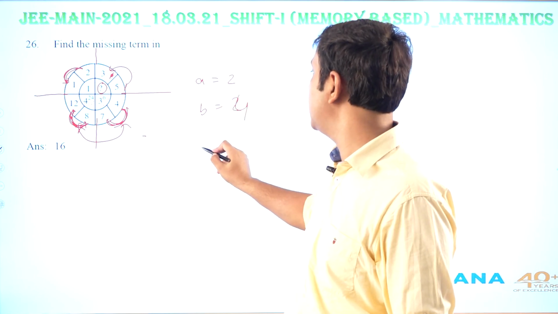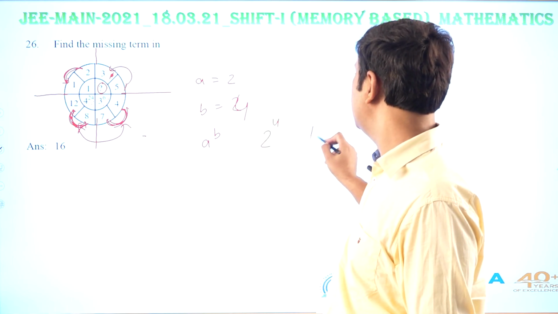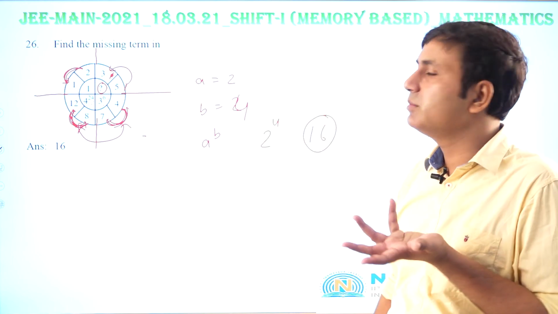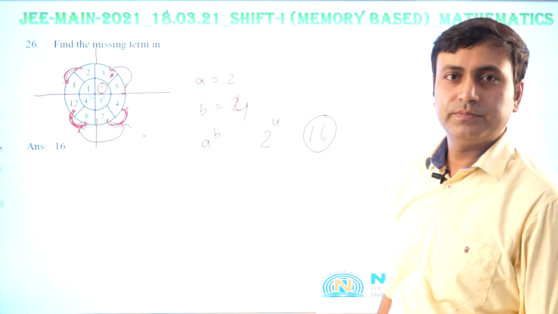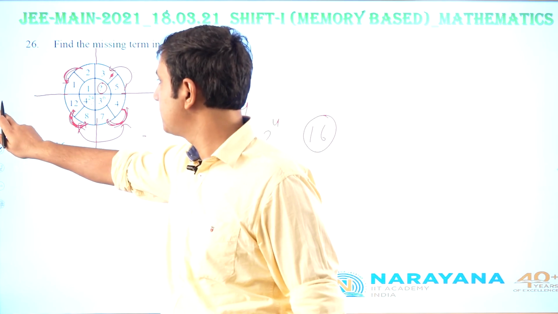So this number should be of a to the power b form. It should be of 2 to the power 4 form. It should be 16 based upon this argument. Bear in mind we can have many other arguments like this.